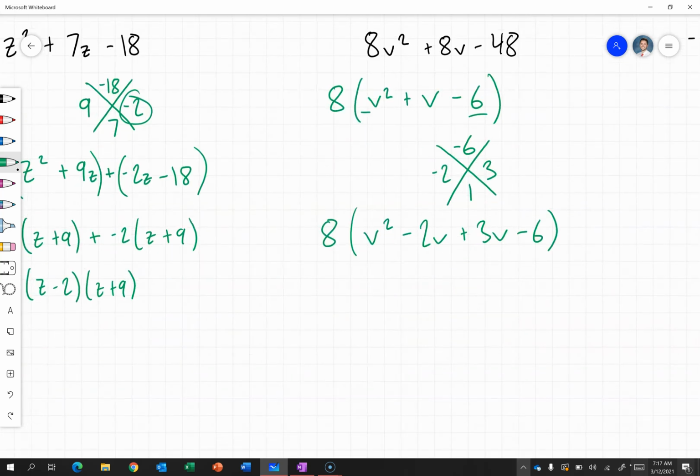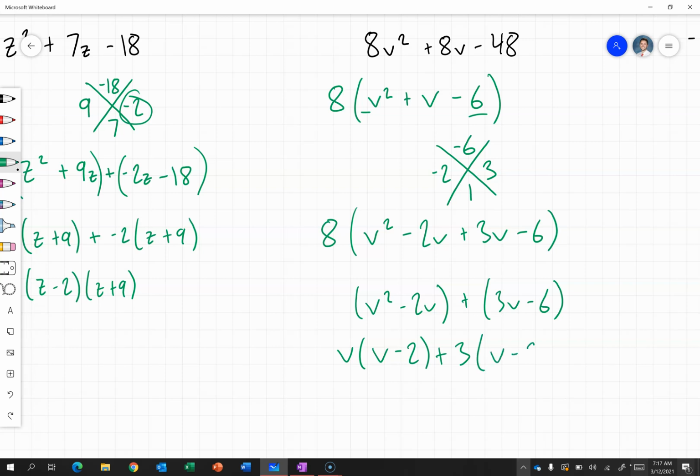Okay, we'll go ahead and set this 8 aside for a second while we factor this by grouping. v squared minus 2v plus 3v minus 6. We can factor out that v. We get v minus 2. And we can factor out a 3, and we get v minus 2. So for our final factored form, don't forget the 8 that we had factored out before. We have 8 times v minus 2 times v plus 3.